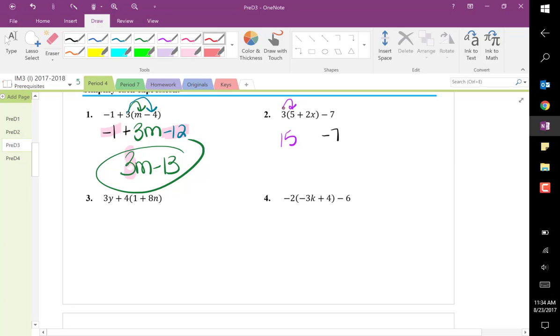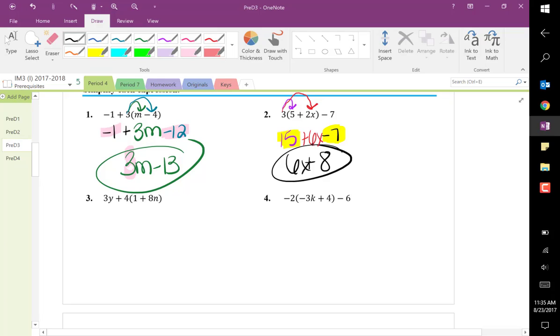Good. But as I'm doing this, I'm distributing. 3 times 2x is 6x, is what I heard. But we're not done because I have like terms. I have 2 types of numbers. I have 15 and I have negative 7. So what am I going to do? Combine them. Combine them, and what do you get? 8.